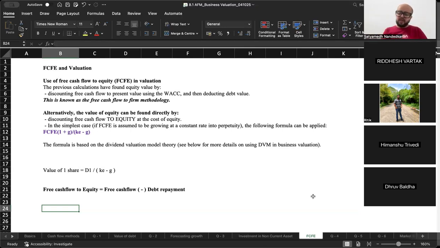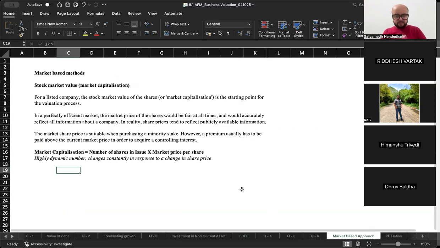You can directly calculate the value of equity using free cash flow to equity. अब वो कैसे use होगा? FCFE, which is free cash flow minus debt related cash flows, into (1 + g), divided by (ke minus g). ठीक है, this is again a growing perpetuity, assuming that free cash flows are growing at a constant rate each year. So by that you will get the value of the entire business.